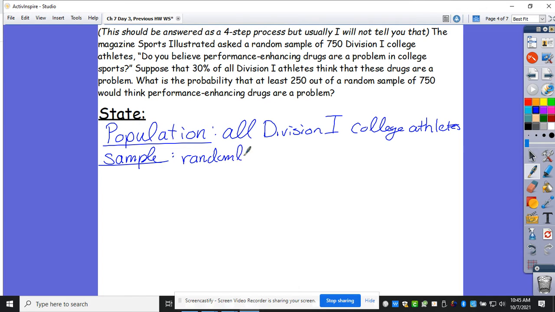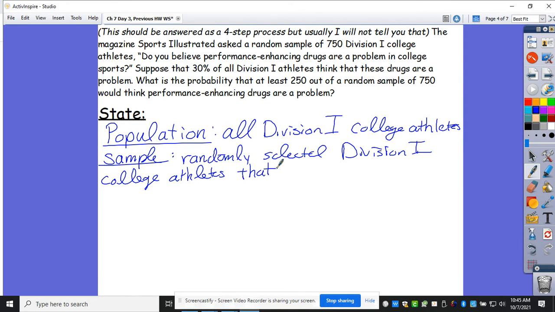I'm saying the same thing just in a different way. The randomly selected Division I college athletes that were, it said that were, it didn't say they were surveyed. It didn't use the word survey, right?